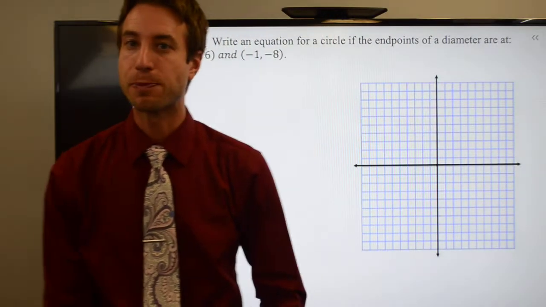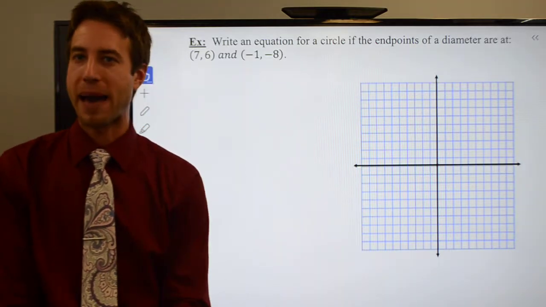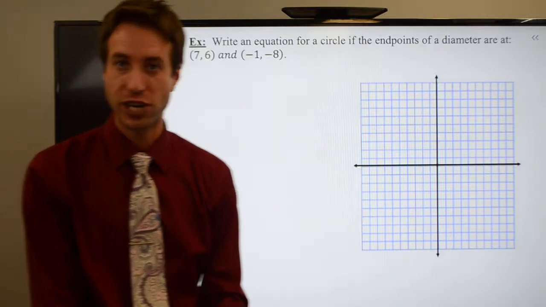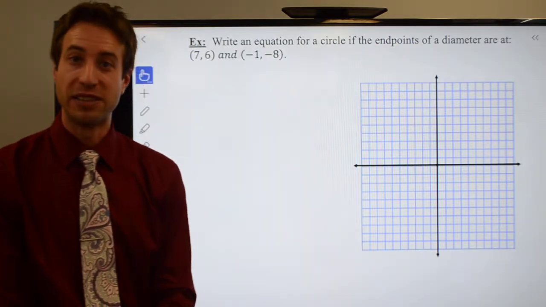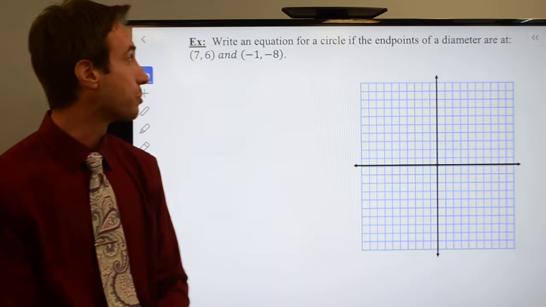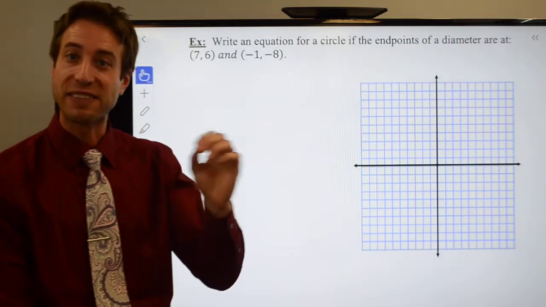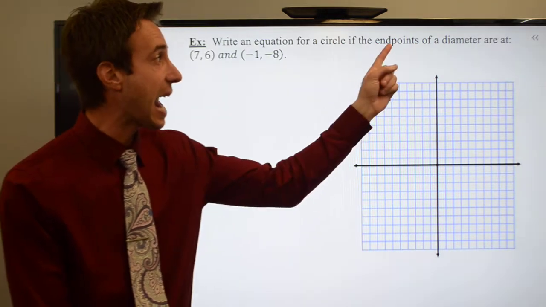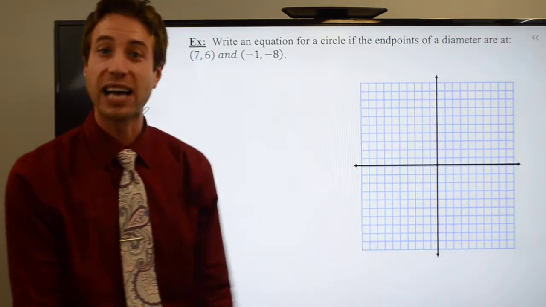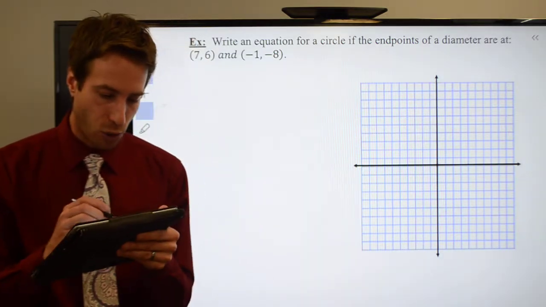Alright guys, welcome to this page of the notes. I told you these problems were coming all the way back in section 1 of chapter 9, when we talked about the distance and midpoint formula. I told you what you would get to with circles is one of these problems. I want you to write the equation for a circle, but what I've given you are the endpoints of the diameter. So let's go ahead and graph both of those points.